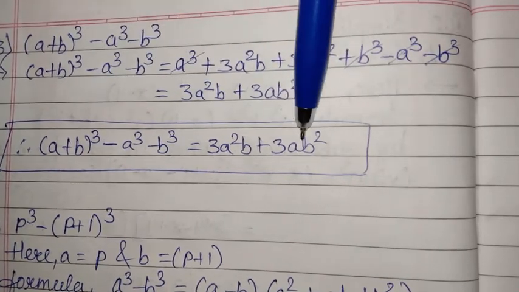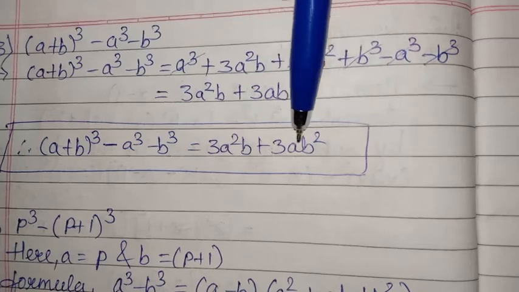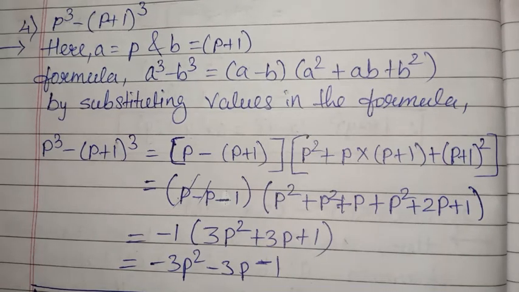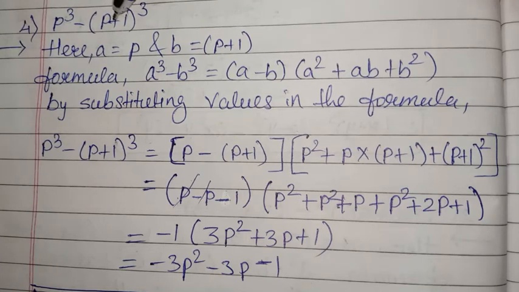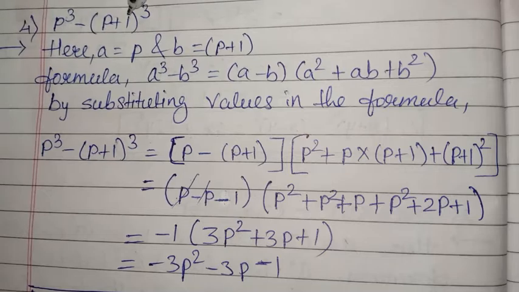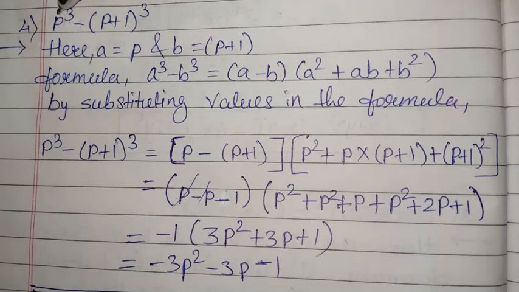This is the final solution of this sum. Next, the fourth one is also different: p cube minus (p plus 1) cube. If you look at this sum carefully, you will find out that this is also in the form of a cube minus b cube.